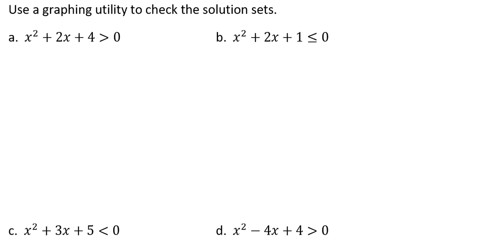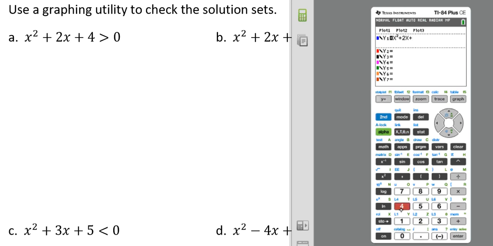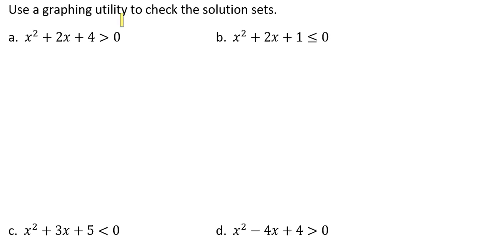In this video, we're going to be using a graphing utility to check some solution sets, but these are going to be unusual solution sets. So let's start by graphing our first equation, x squared plus 2x plus 4. And just really quick, notice how it says greater than 0.